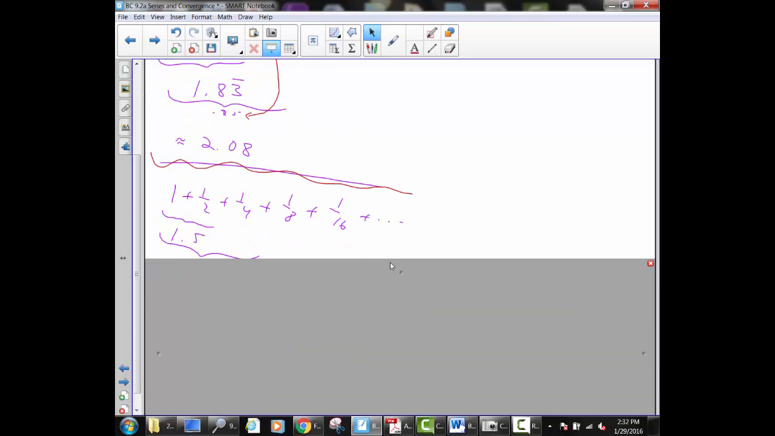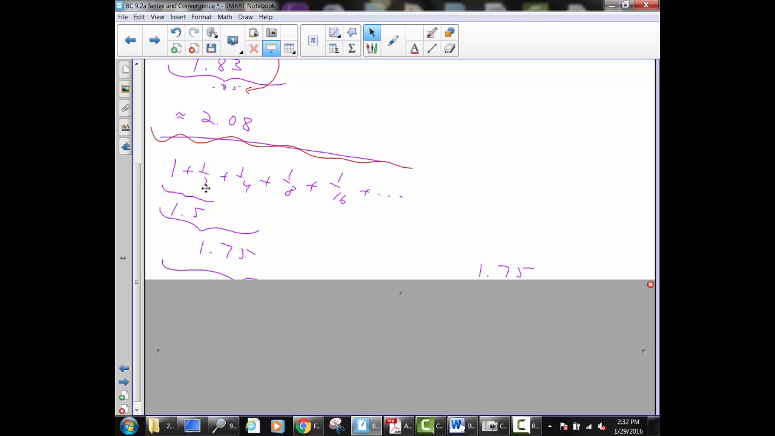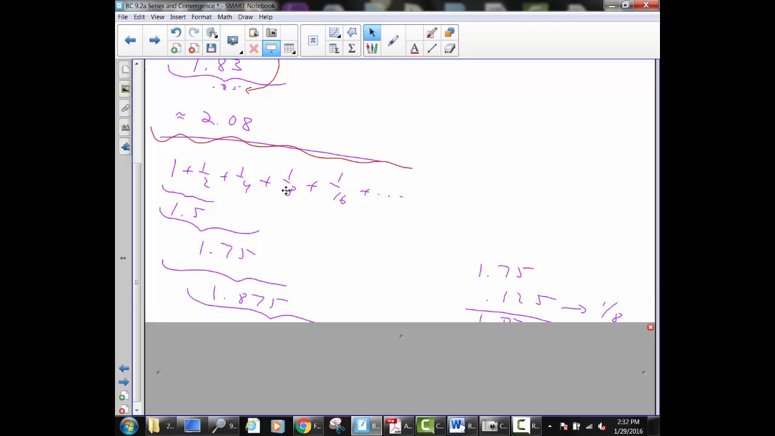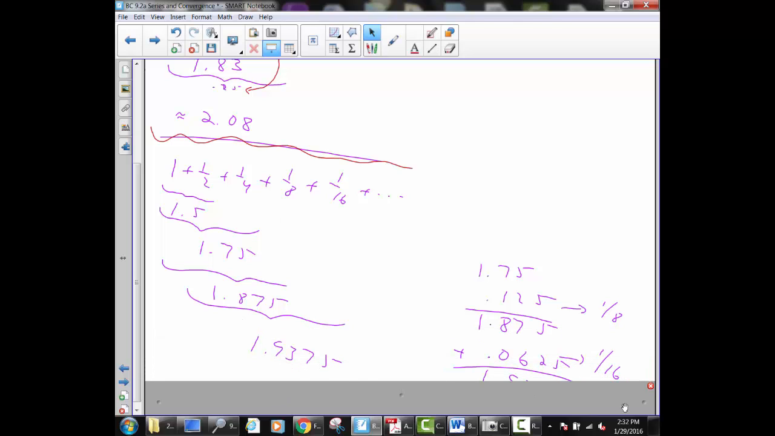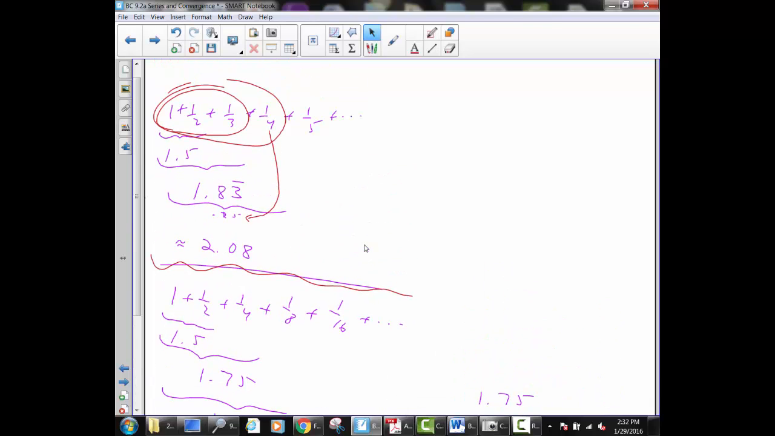As opposed to here, where I keep adding. If I add 0.25 to this, I get 1.75. I add 0.125, I get 1.875, etc. And I'm going to say this a lot: in each case, the terms of the series are getting smaller. What's happening is these aren't getting small enough, fast enough for the series to converge. These terms are getting small enough, fast enough for the series to converge.